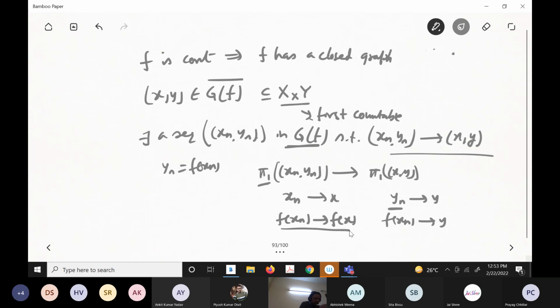Now look, f(xn) goes to f(x), and f(xn) goes to y. I didn't make a mistake, I was given a Hausdorff space. Y is Hausdorff, so y equals f(x). The y equal to f(x) implies (x, y) is, by the definition of graph, in G_f. So G_f is closed. This is done, proving that f(xn) goes to f(x). Now only B implies A.